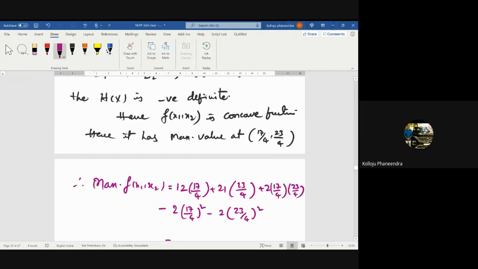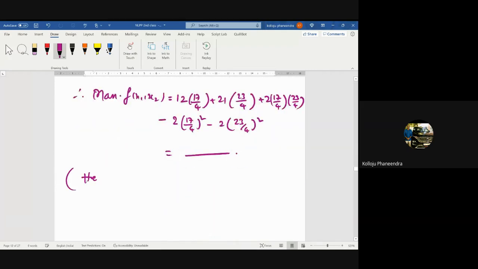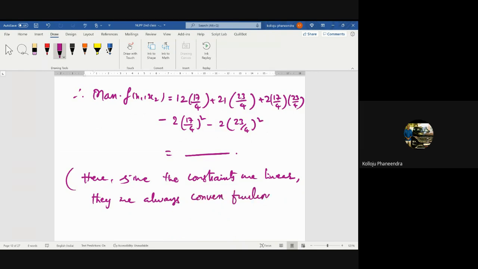That's enough. And one more point here, since the constraints are linear. Linear means what? There is no square terms. x2 less than or equal to 8, x1 plus x2 less than or equal to 10. Those are linear. Constraints are linear. They are always convex functions. Remember, linear functions are convex as well as concave, because straight line. Linear function means what? Straight line. It possesses a maximum value and a minimum value, that means the same constant value. So linear functions are always convex functions as well as concave functions.